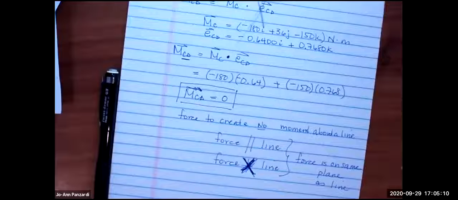Wait, hang on. We're talking about creating a moment around an axis, around a line. Correct. And in that case, if the force intersects that line, that axis, at any point, there won't be any moment around the axis, whether it's perpendicular or not. Right, if there's an intersection.